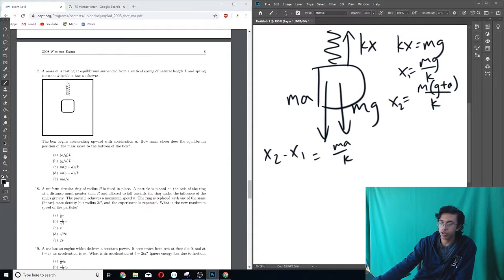A uniform circular ring of radius r is fixed in place. A particle is placed on the axis of the ring at a distance much greater than r and allowed to fall towards the ring under the influence of the ring's gravity. The particle achieves a maximum speed of v. This ring is replaced with one of the same linear mass density with radius 2r, and the experiment is repeated. What is the new maximum speed of the particle?